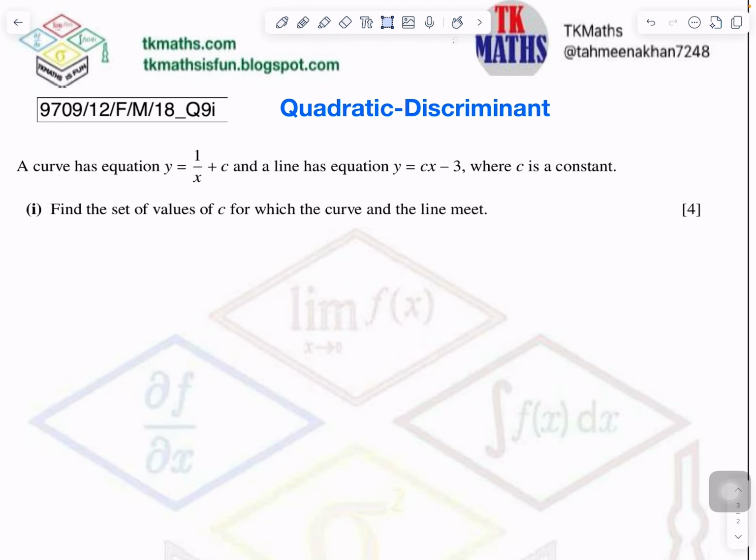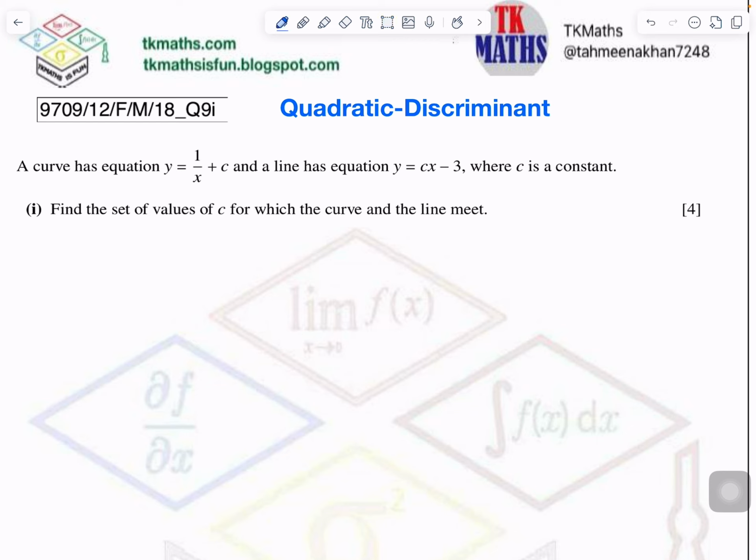Now, quadratic discriminant, this is the question. I've taken it from the past paper. So I will keep focusing on the concept, and at the same time on what is required in the marking scheme and what common mistakes students make here. So let's see the question.